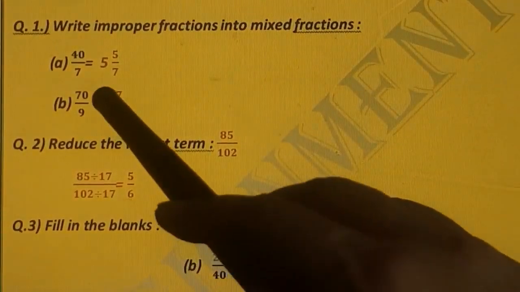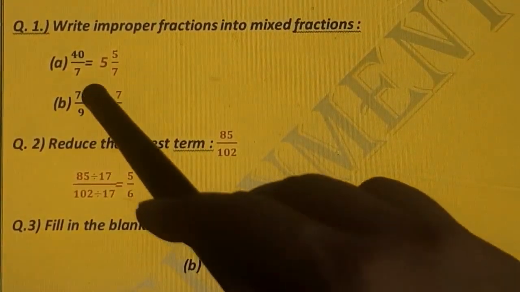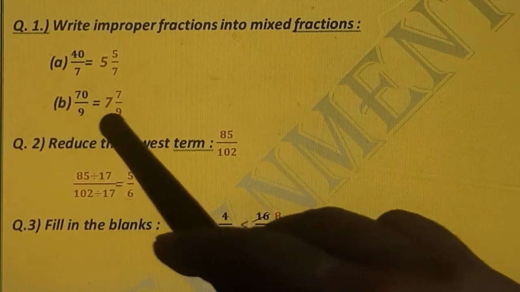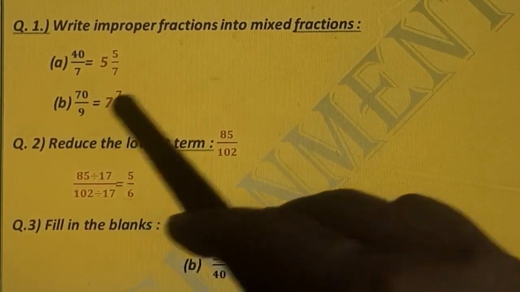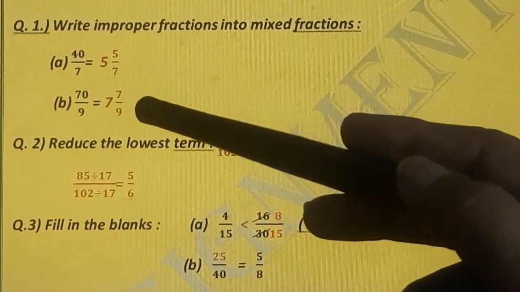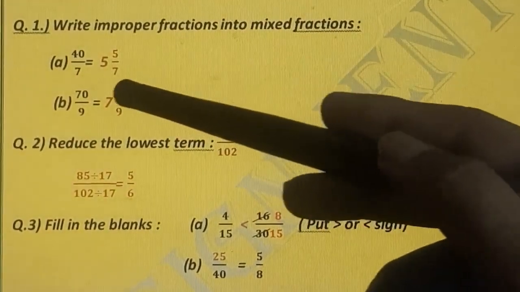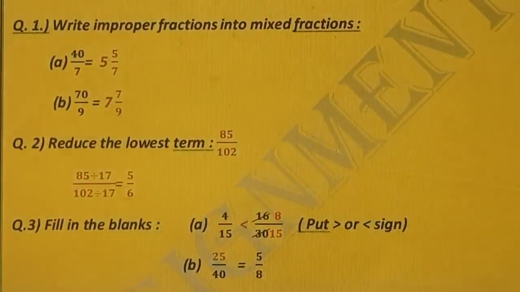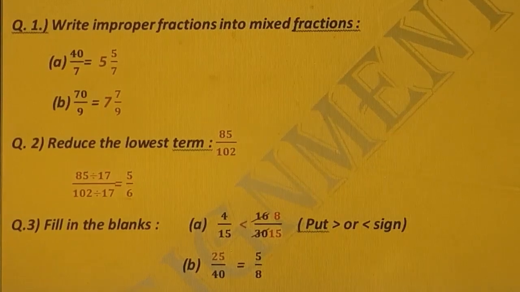B part, 70 upon 9. So 70 will be divided by 9. Then you will get quotient 7, remainder 7 and divisor 9. So your answer will become 7 whole 7 upon 9.